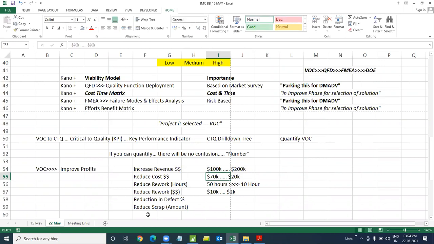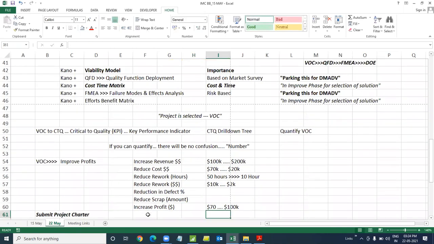Like you will look at increasing profit, like the absolute amount. Yes, currently our profits are like say $70,000. We would like to increase to $100,000. Absolutely, yes. You can look into profit percentages, whatever. Bottom line, it's just a number which is required here.